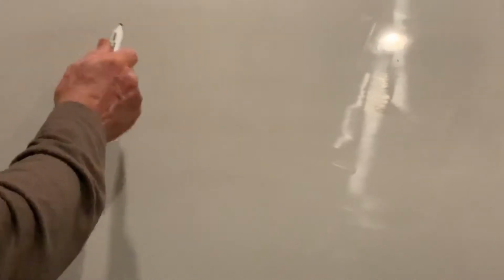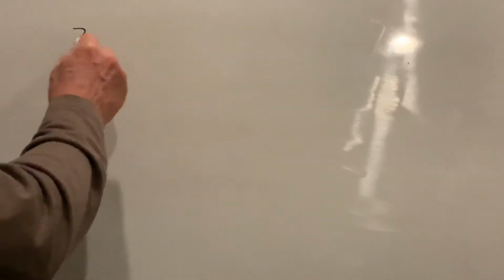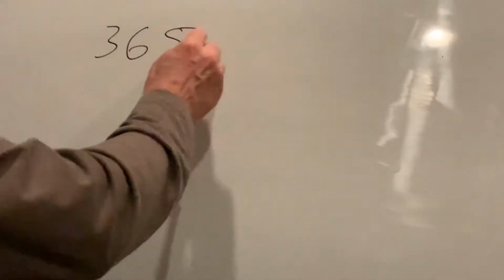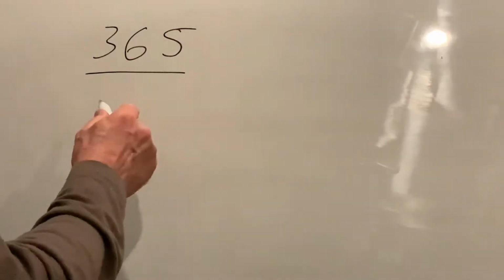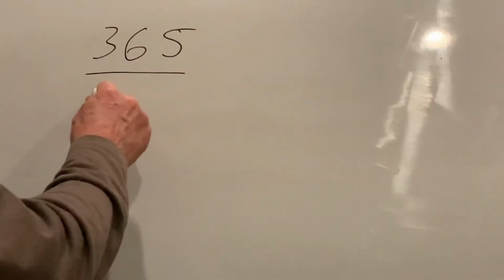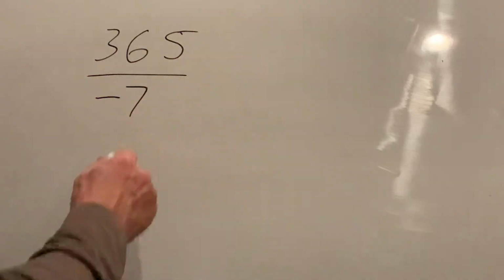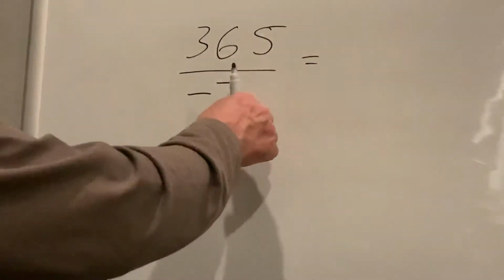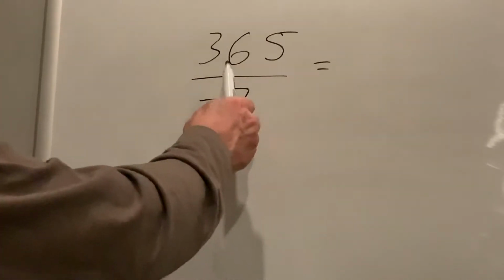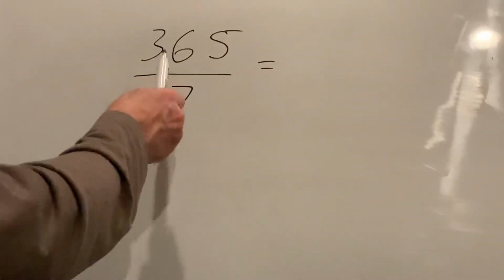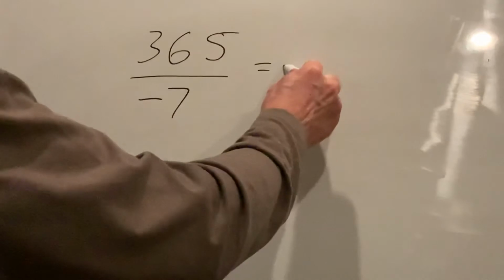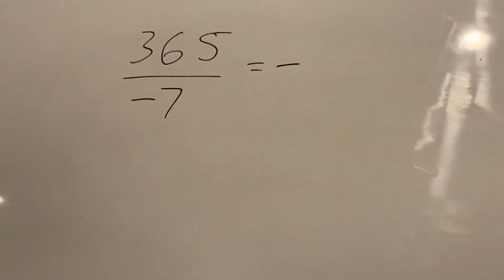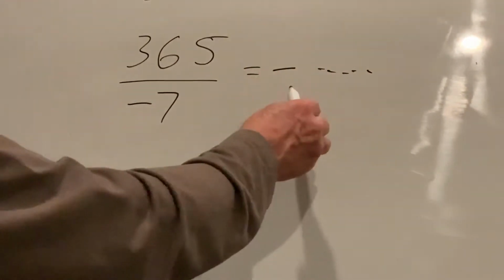What if I said to you 365 divided by -7? What's that going to equal? Well, my first question to you is, a positive number divided by a negative number is going to give a negative number. So whatever our answer is, it's going to be negative.